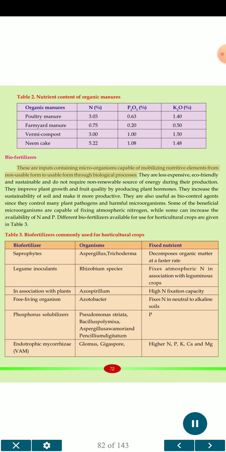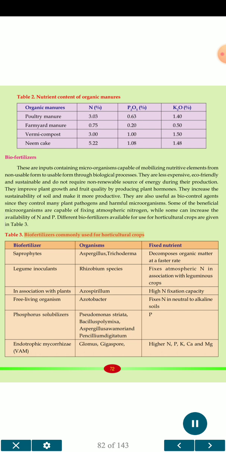Biofertilizer. These are inputs containing microorganisms capable of mobilizing nutritive elements from non-usable form to usable form through biological processes. They are less expensive, eco-friendly and sustainable and do not require non-renewable source of energy during their production. They improve plant growth and fruit quality by producing plant hormones. They increase the sustainability of soil and make it more productive. They are also useful as biocontrol agents since they control many plant pathogens and harmful microorganisms. Some of the beneficial microorganisms are capable of fixing atmospheric nitrogen, while some can increase the availability of N and P. Different biofertilizer available for use for horticultural crops are given in Table 3.